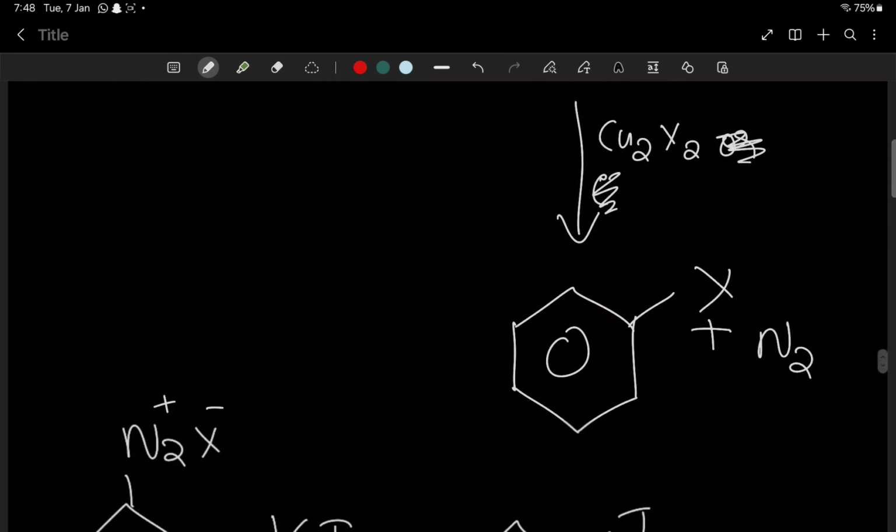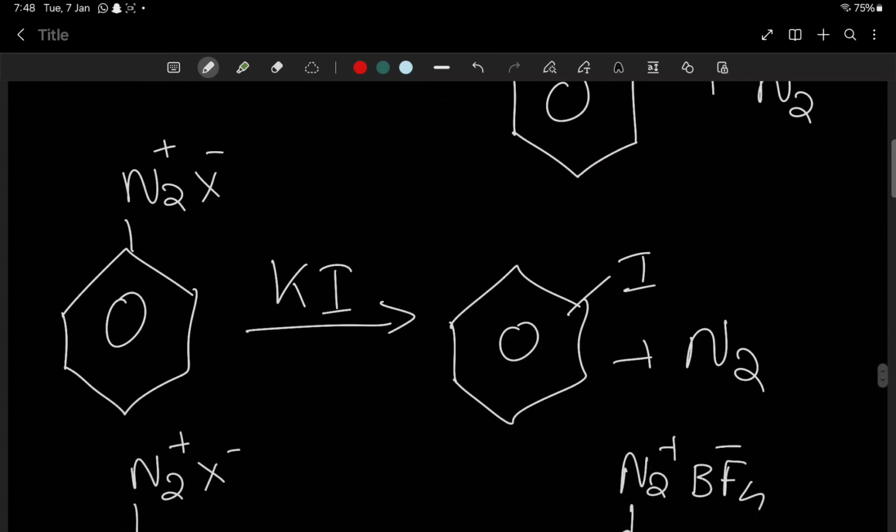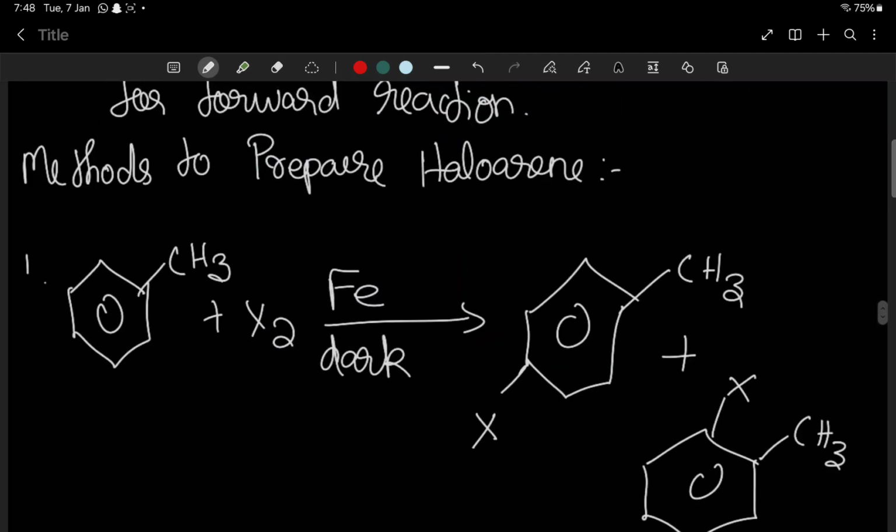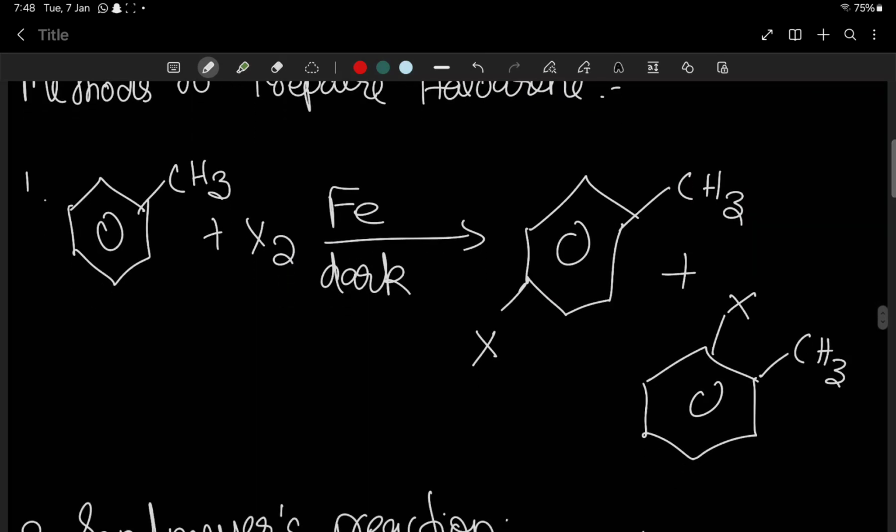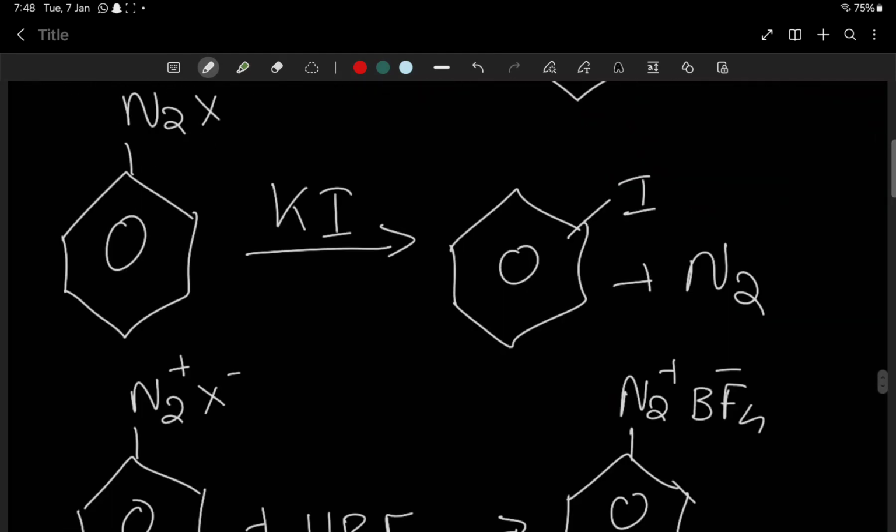For iodine, just mix it with KI. For fluorine, you have to take it with HBF4. And this is the normal method, Fe dark. Okay, normal method. So this comes to an end. Now we go to chemical reactions.